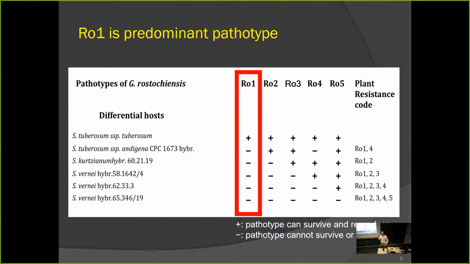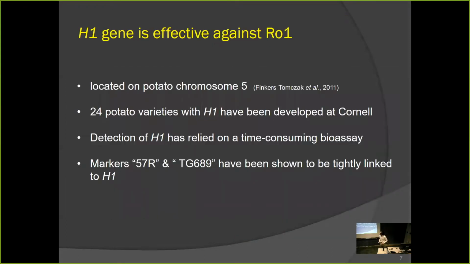And I just want to emphasize that pest type R1 has been the predominant pest type for a long time, not only in many European countries, but also in New York State. So many researchers put effort and time into finding resistance genes effective against this pest type. Fortunately, they found the H1 gene, which is very effective against pest type R1. It is known to be located on chromosome 5.